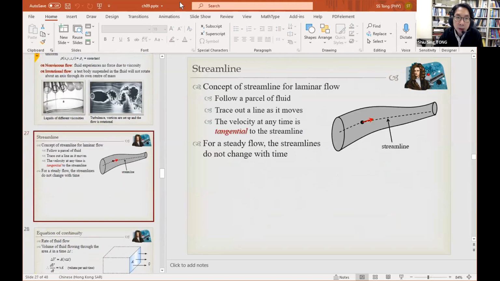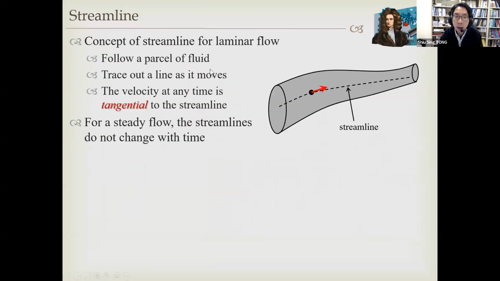And for steady flow, we can introduce the concept of streamline. A streamline is what we get when we follow the motion of a particle of liquid. Imagine there's a small particle of liquid and we follow its motion, so its trajectory traces out a path along the fluid. That is called a streamline. A streamline is the path traced out by the motion of a particle of fluid along the flow.